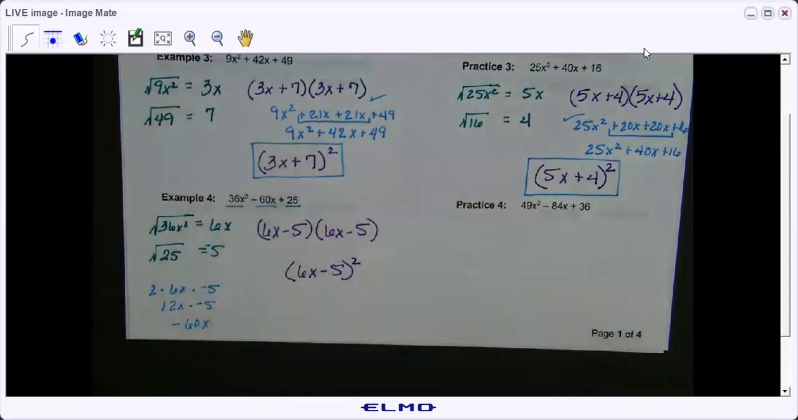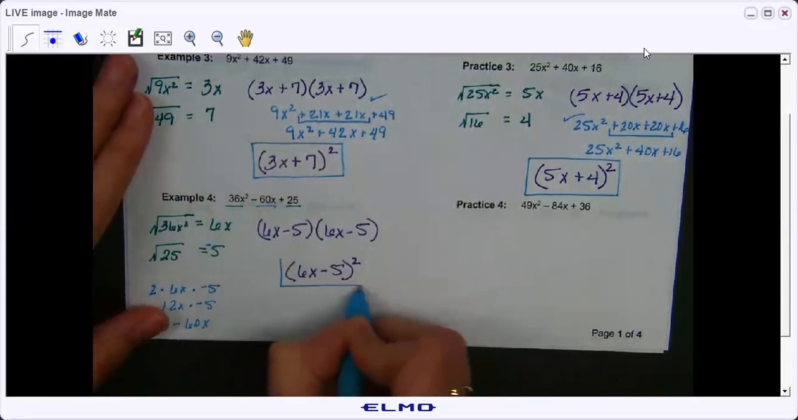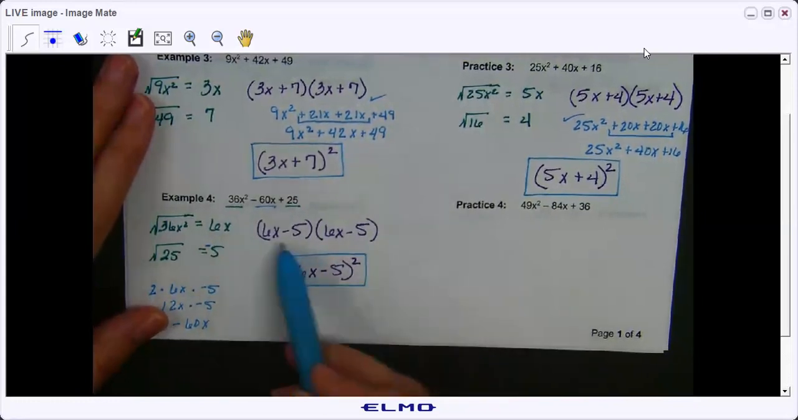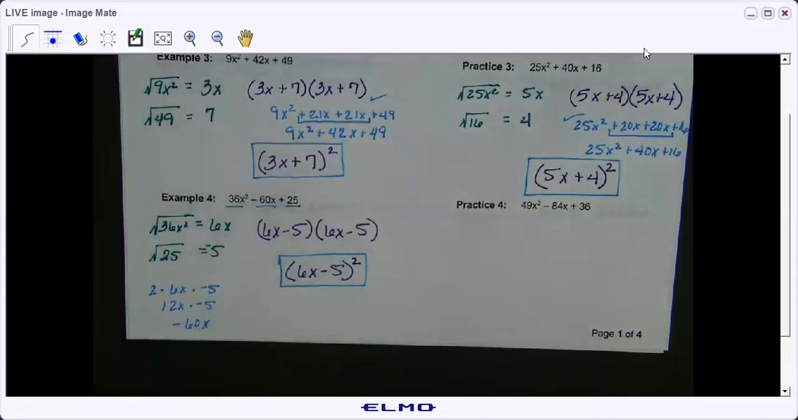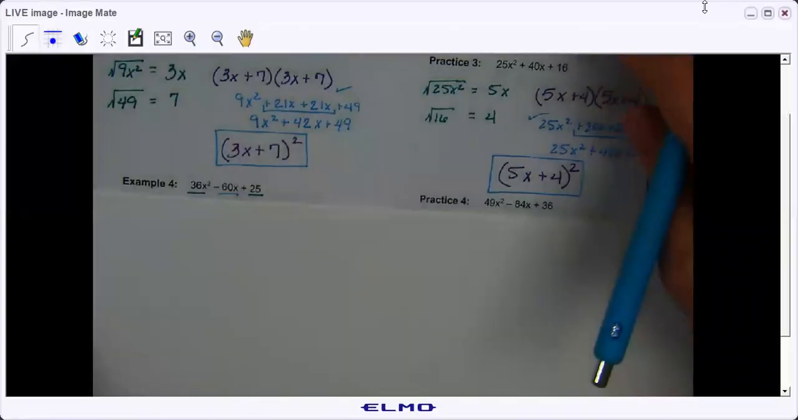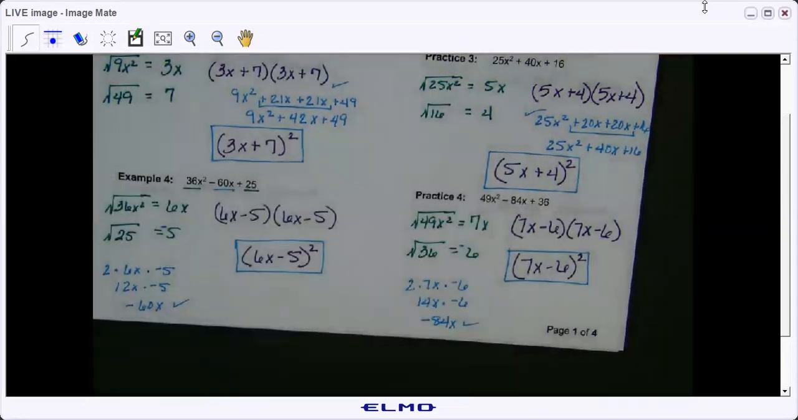Now, a lot of students will say, do we have to write it out like this first? No, you don't. I just do that so that when we're looking back at my notes, if anyone needs to look at them, they can see that the way that we got this was because we had these 2 terms. Okay. All right, I'm going to pause the video. I want you to try practice 4 completely on your own, and then you can come back and check your answer. Okay, so we're back, and I'm going to go ahead and show you practice 4. If you're not ready, please pause the video. So you should have gotten 7x minus 6 squared.